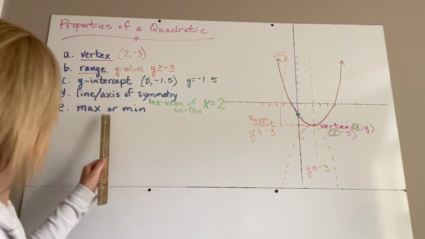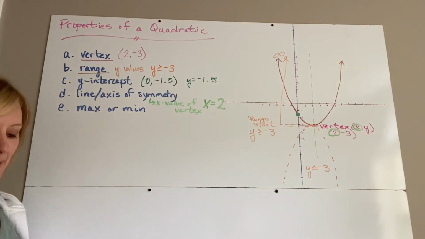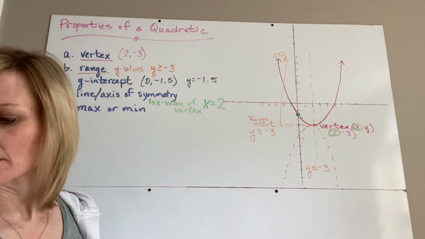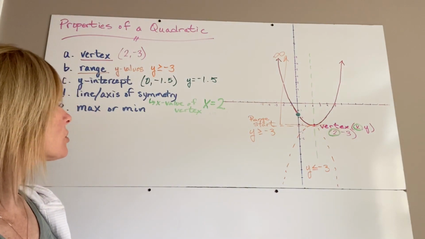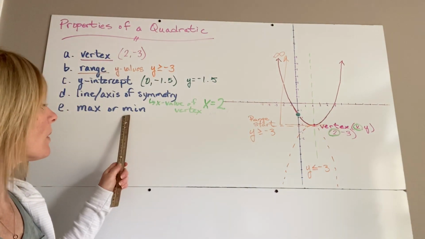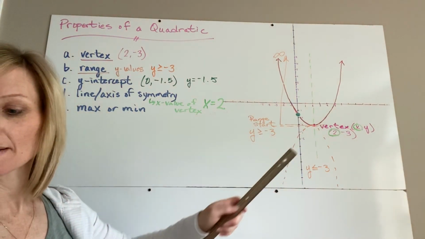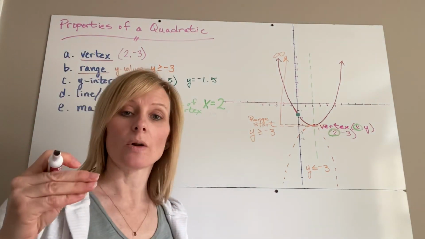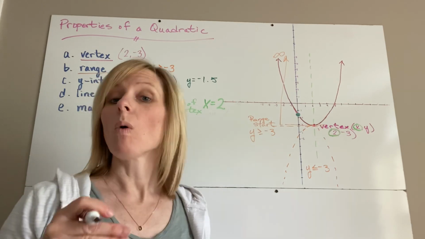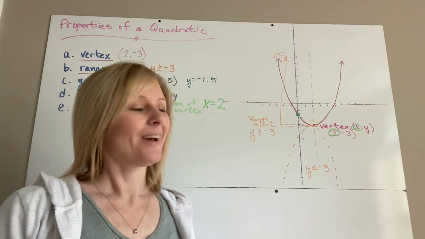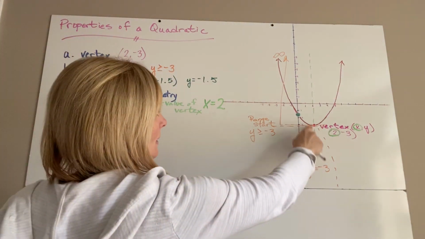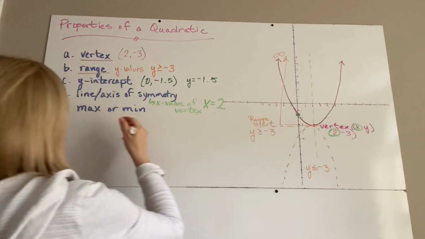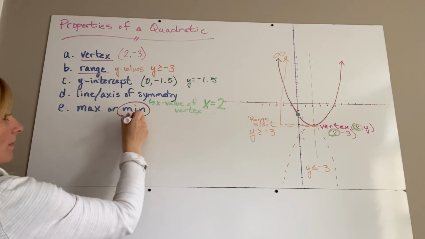Okay, next, our last one, E, is it a max or a min? Okay, well, what does that mean? This is in regards to what we're talking about, the vertex. Is the vertex a maximum or a minimum point? The vertex can also be known as a maximum or minimum point, or a turning point. Okay, so it's at the bottom of the parabola. So this is a minimum.